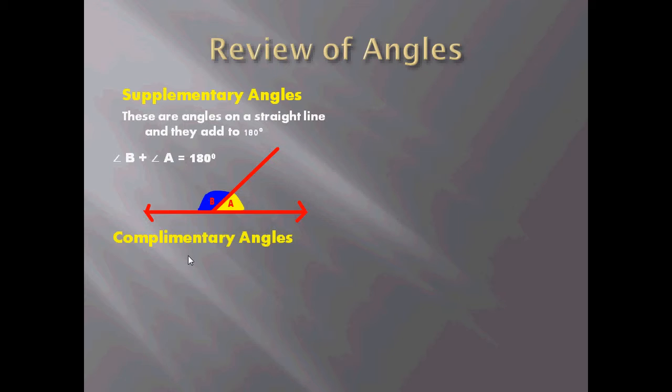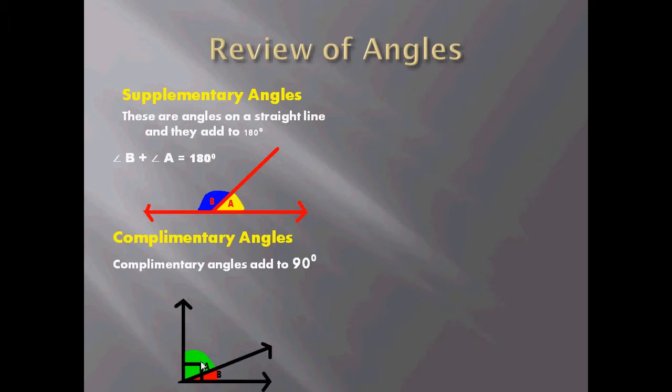Then we have complementary angles, and complementary angles add up to 90 degrees. So we look at the diagram below. Angle A plus angle B adds up to 90 degrees. They're called complementary, and we can write that as angle A plus angle B equals 90 degrees.